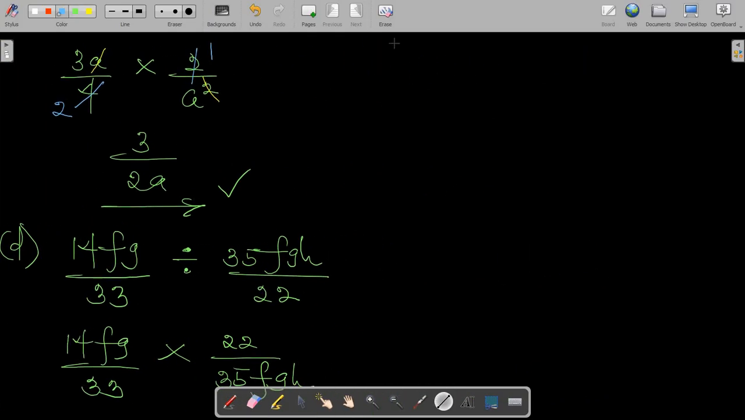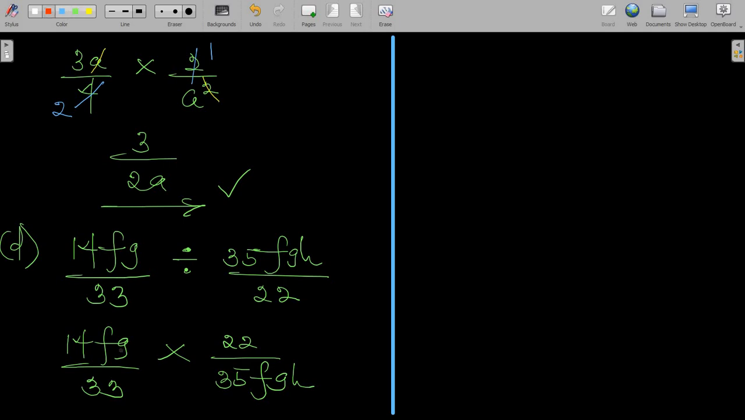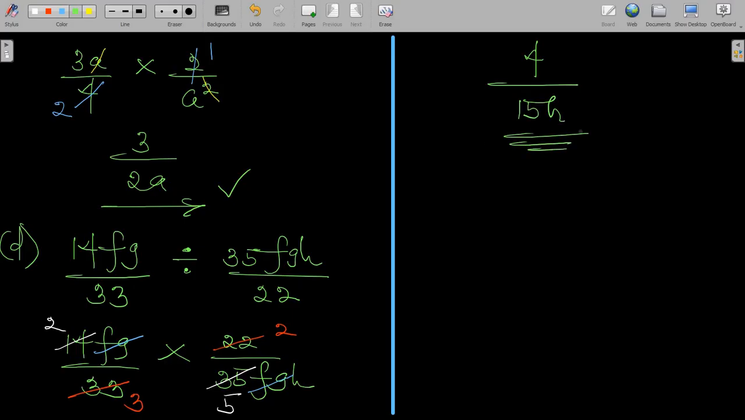So what do we have here again? Let me divide my board. So in this case again, I notice here that 11 can divide 22, we have it to be 2. 11 can divide 33, we have it to be 3. I also notice here now that the fg and this fg at the bottom can also cancel out. So the fg cancels this fg, so we are left with h. I also notice here now that 7 can divide 14 to give me 2. 7 can divide 35 to give me 5. So our final result here now becomes 2 times 2, we have it to be 4, then all over 15h. So that is the answer to that question.